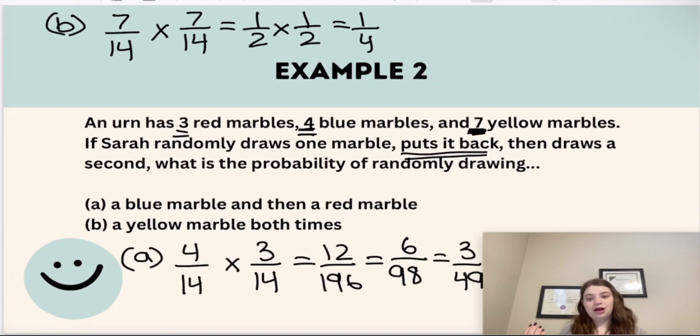If you do multiply across, you'll still get that same answer, but there'll be a lot more reducing to do in that scenario. So if you notice that you're able to reduce earlier, that's also an option as well. All right, that is all for this one.